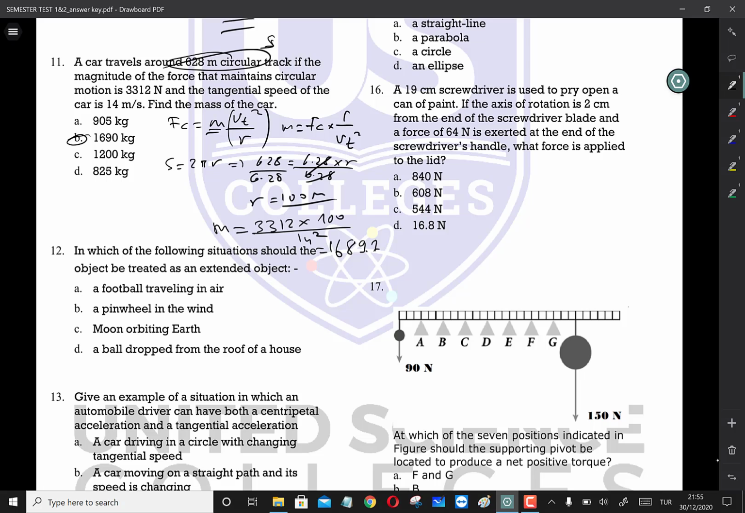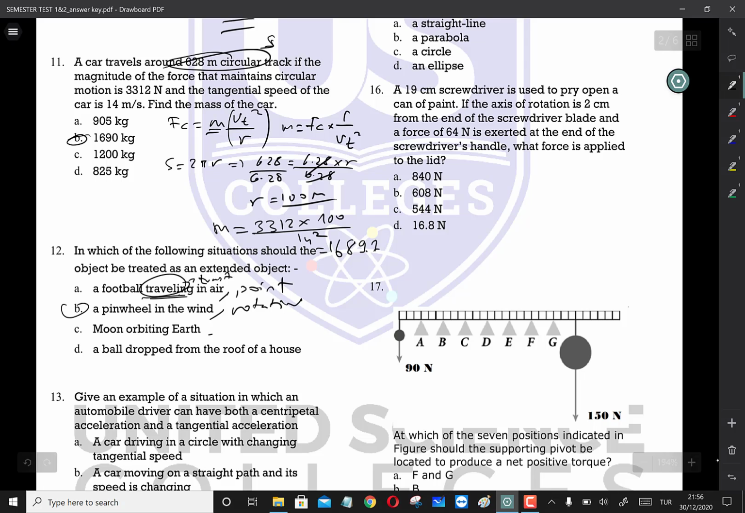In which of the following situations should the object be treated as an extended object? Football traveling in a year. Traveling generally refers to translational motion. That's why it must be treated as a point mass. Pivot in the wind is rotational motion. So this is the answer.